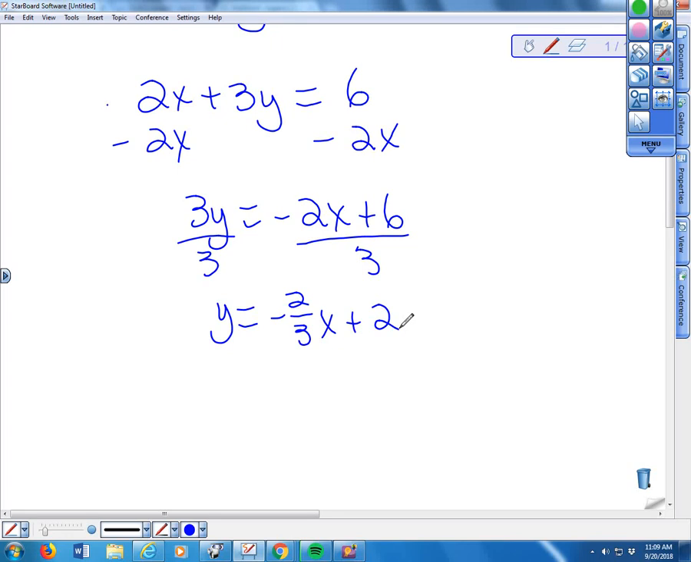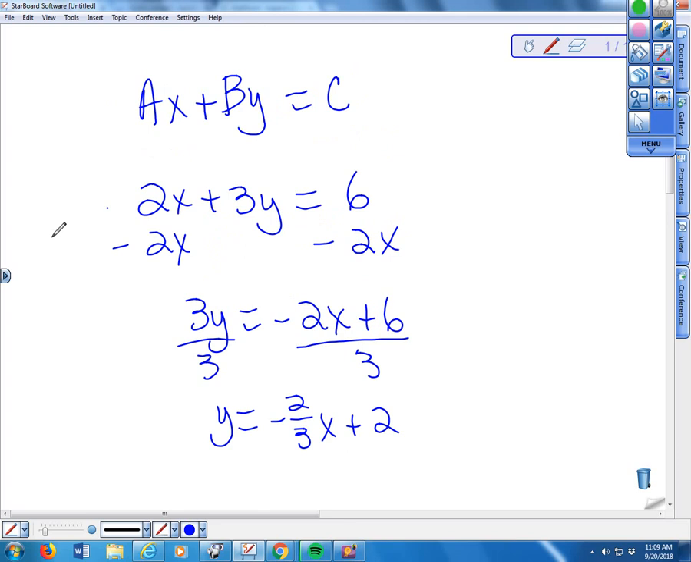Okay. The short way, if it's in standard form, the slope is equal to negative a over b. Negative a over b. And a, remember, is the coefficient in front of the x. B is the coefficient in front of the y. So if I take negative 2 over 3, I get the same slope. Negative a over b. Okay?